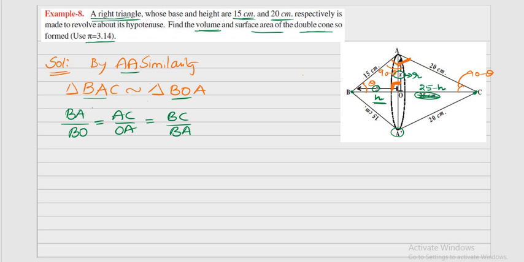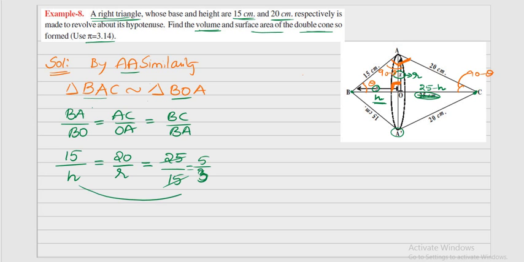Now substituting the values, what is BA here? BA is 15 centimeters. BO I have considered as H, so 15 by H is equal to AC, which is 20, divided by OA, which is considered as R, is equal to BC, which is 25 because it is the hypotenuse, divided by BA, which is 15. Now this goes 5 times and this goes 3 times, so this ratio is equal to 5 by 3.